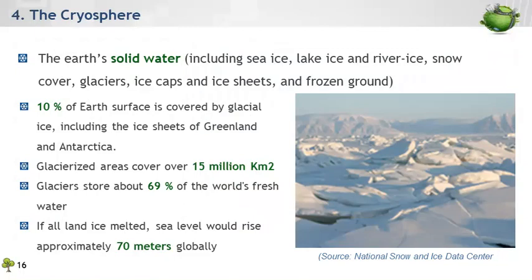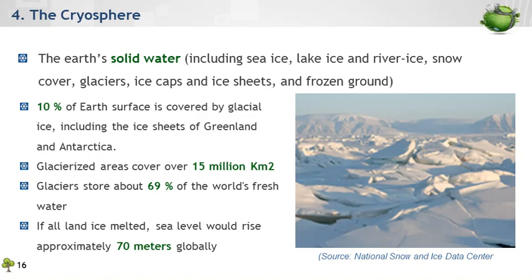Now let's discuss the cryosphere. The cryosphere refers to all solid forms of water on Earth. This includes sea ice, snow cover, glaciers, ice caps, ice sheets, and also frozen ground such as permafrost.